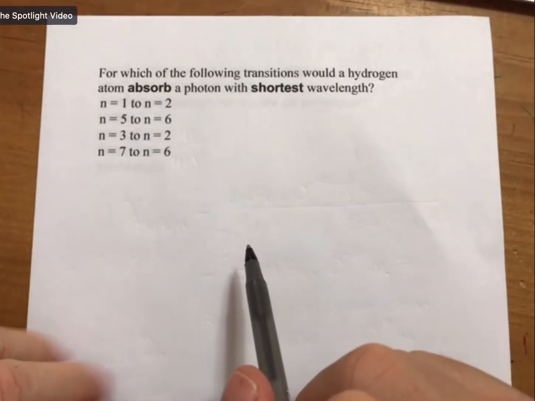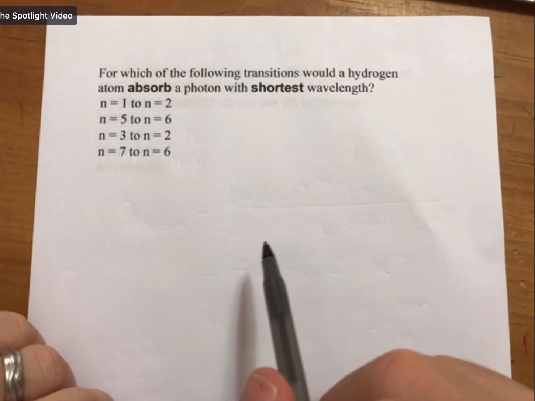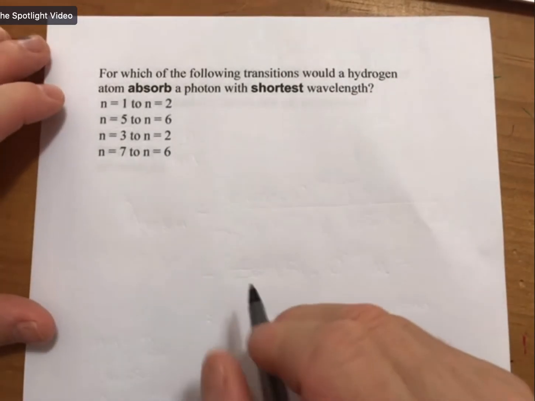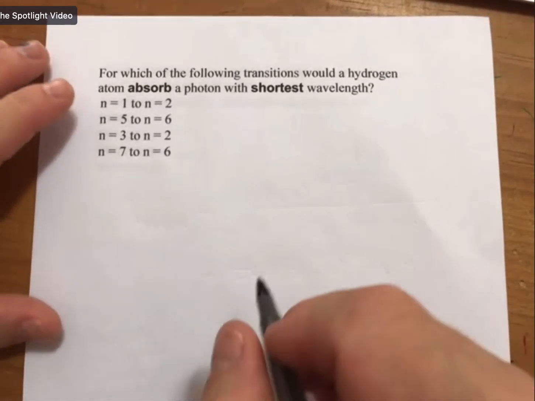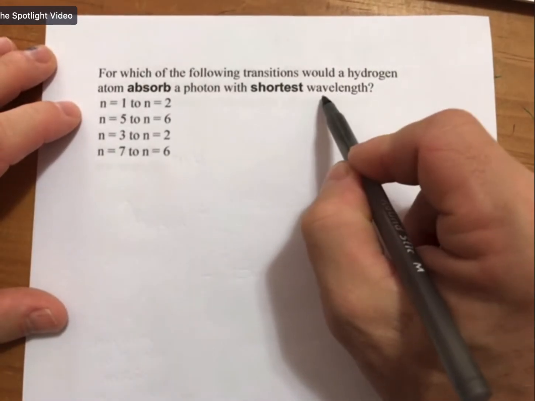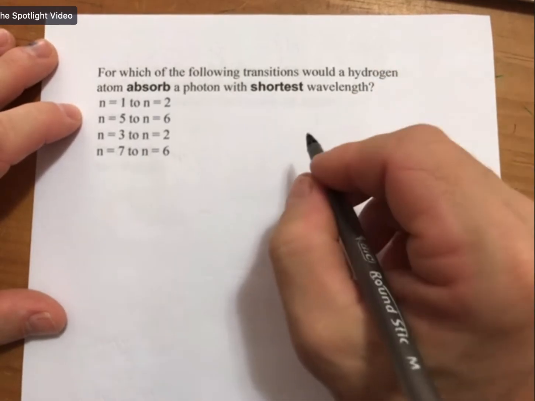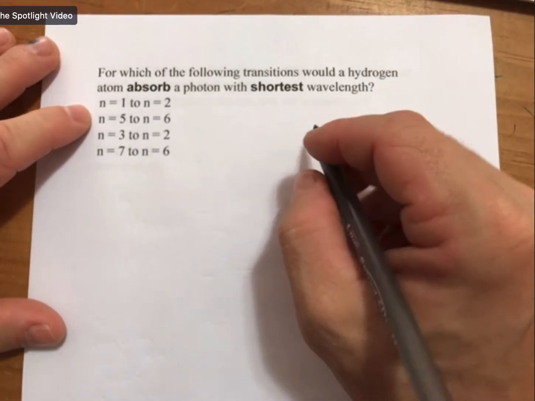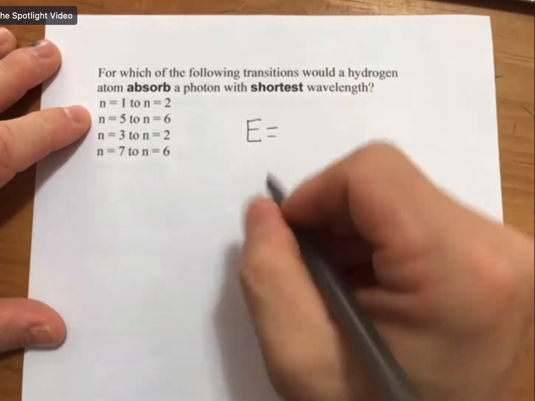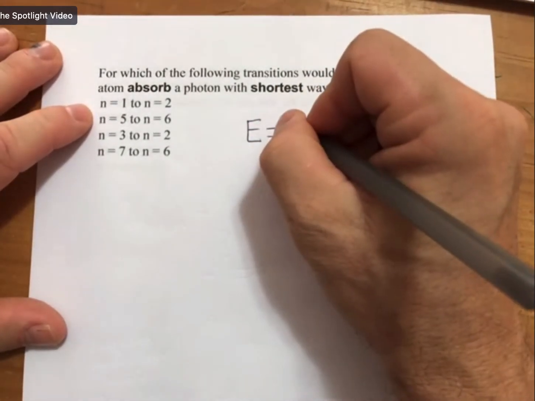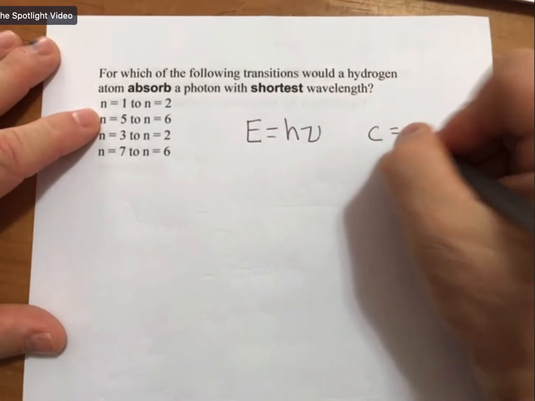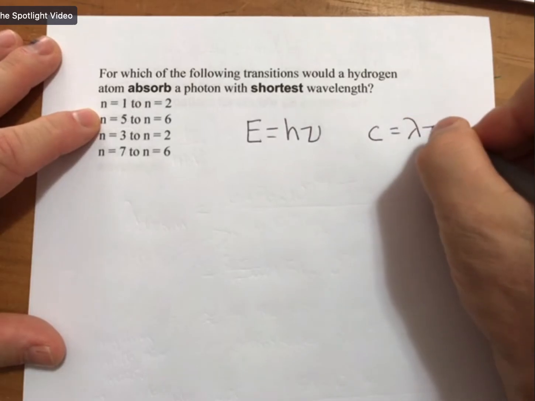Hydrogen atom absorb a photon with the shortest wavelength. So again, this comes back to our picture of an atom and what does it mean for the shortest wavelength. So shortest wavelength in terms of energy, well, we have two equations. We have energy equals Planck's constant times frequency, and we have speed of light equals wavelength times frequency.